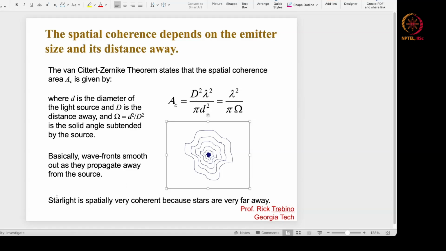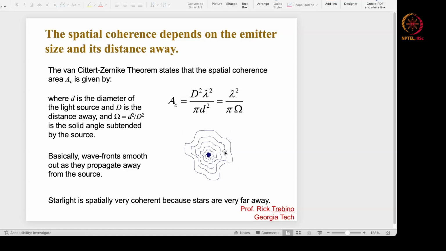This is precisely what happens with starlight. They are spatially very coherent because the stars are very, very far away. Very far away means this d is very, very large. And this small d is of course the dimension of the star, the light source. So in other words, you don't even have to go to the star. If you are sufficiently far away, your spatial coherence is very high.